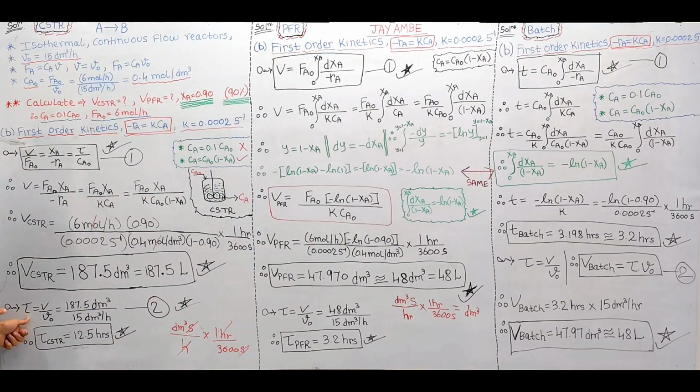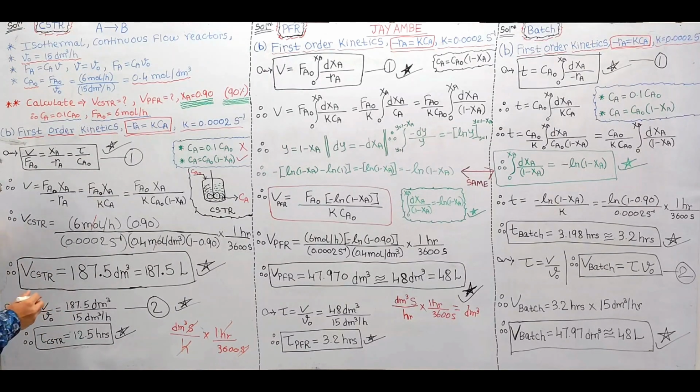By using the space time, we can calculate the time required to process 1 liter volume of the feed. Space time is the ratio of volume to volumetric flow rate. So volume is 187.5 liters, 187.5 cubic decimeter, divided by the volumetric flow rate, which is 15 cubic decimeter per hour.